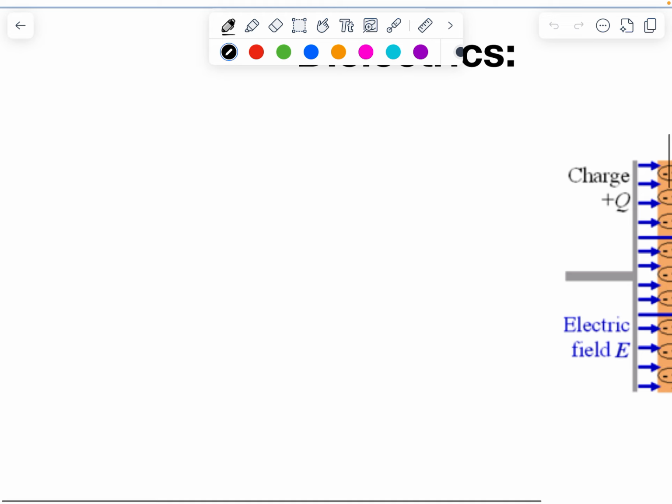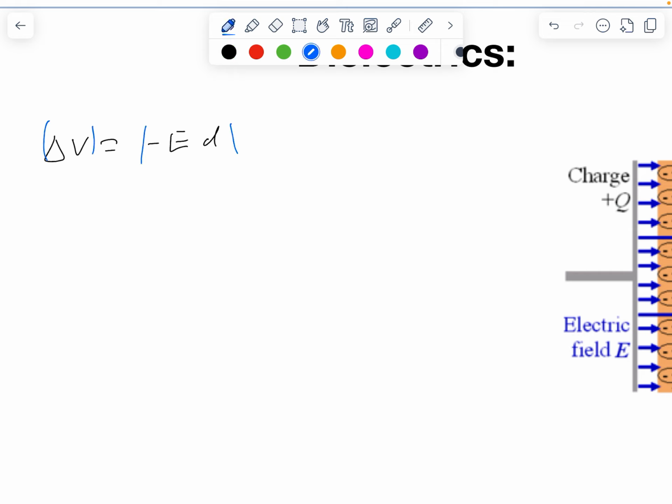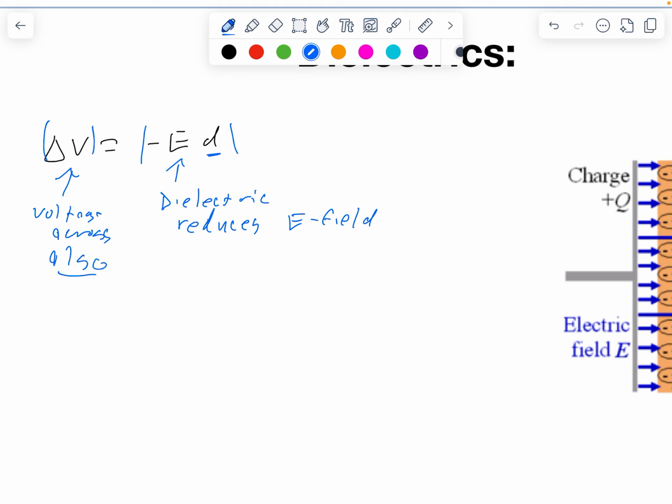Well, we have this relationship: delta V is equal to negative E times d. And again, we're interested in magnitudes here. If we reduce, so a dielectric reduces the E field, then the result of that is, for the same distance of separation, keeping the plates just as far apart, the voltage across our plates also reduces.